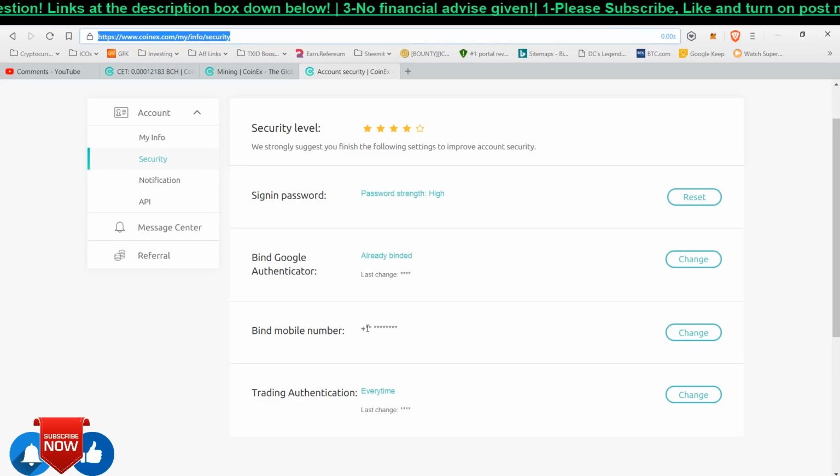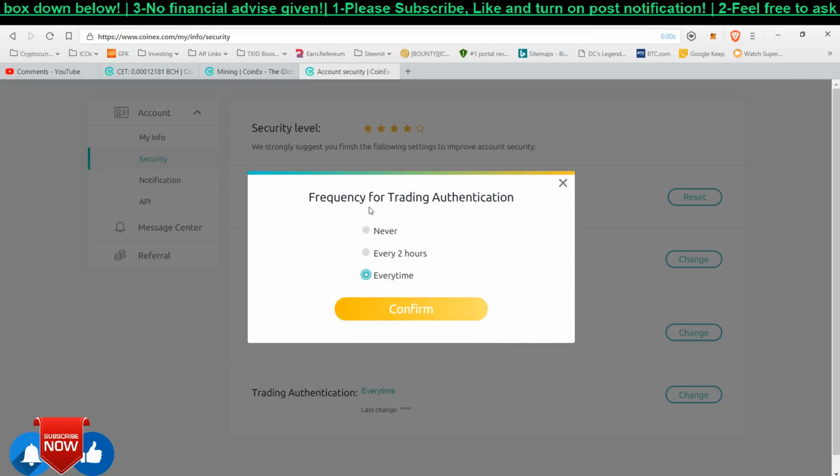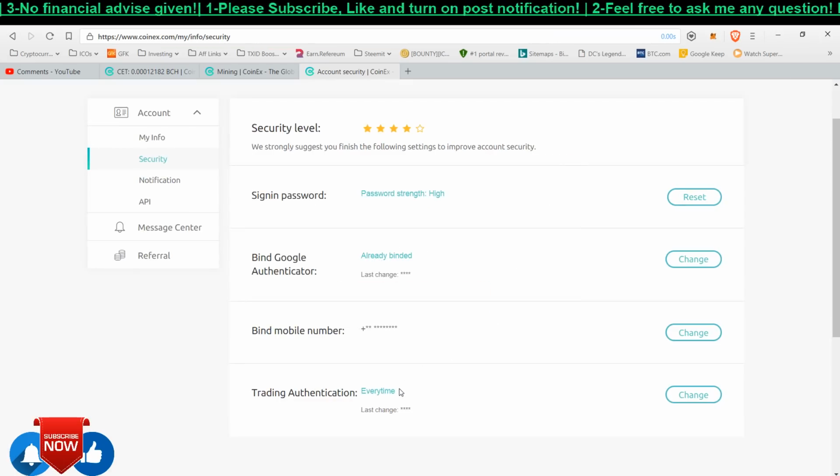And after that, bind your mobile number. And on CoinEx there is a trading authentication, which you can set to, like, you can change it to never, every 2 hours, every time. So for me, I would just set it at every time, because security is my top priority, because this is your money, your funds in your account.